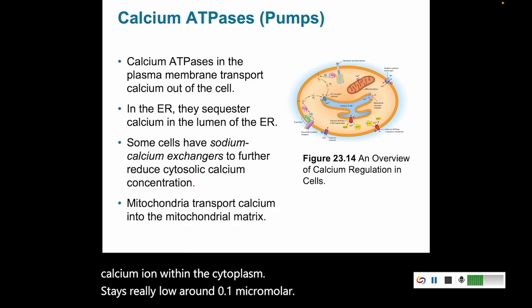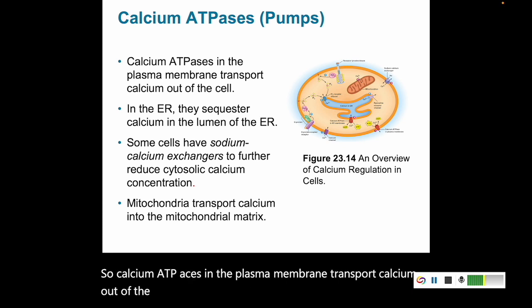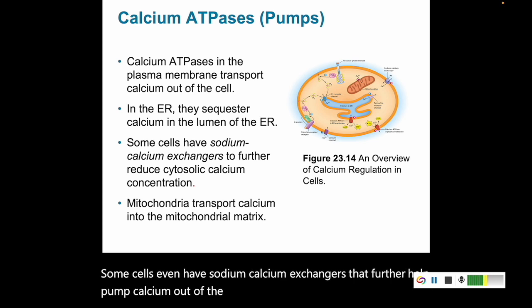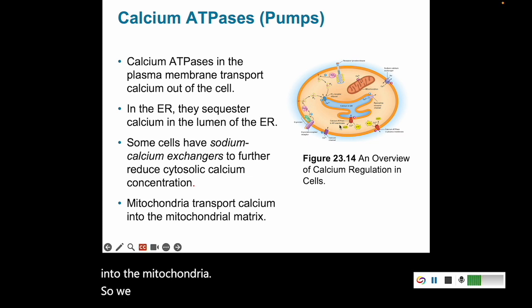So calcium ATPases in the plasma membrane transport calcium out of the cell. They sequester calcium that's in the cell within the endoplasmic reticulum. Some cells even have sodium-calcium exchangers that further help pump calcium out of the cell. And calcium can also be transported into the mitochondria. So we have pretty low cytoplasmic calcium levels because of these pumps.